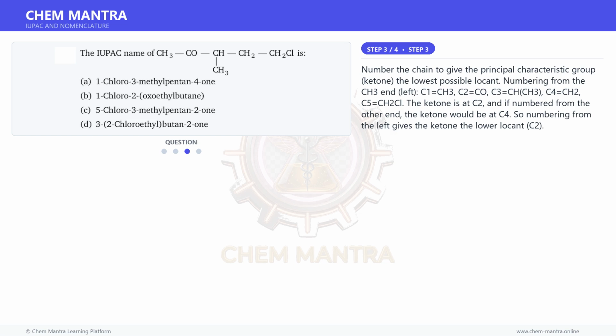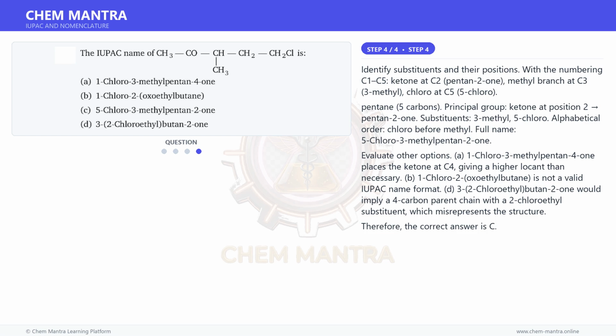Number the chain to give the principal characteristic group, ketone, the lowest possible locant. Numbering from the CH3 end, left: C1 is CH3, C2 is C=O, C3 is CH, CH3, C4 is CH2, C5 is CH2Cl. The ketone is at C2, and if numbered from the other end, the ketone would be at C4. So numbering from the left gives the ketone the lower locant, C2.